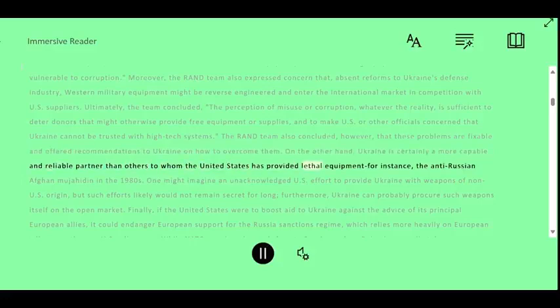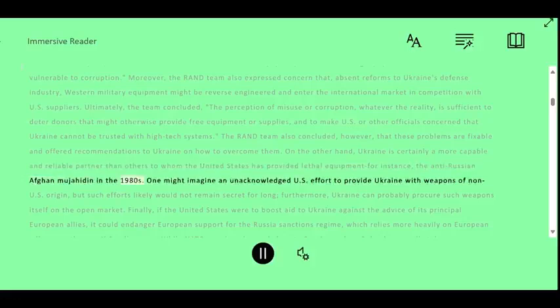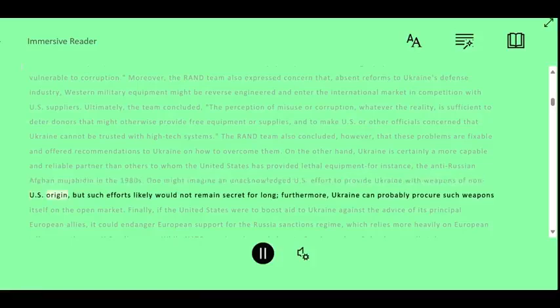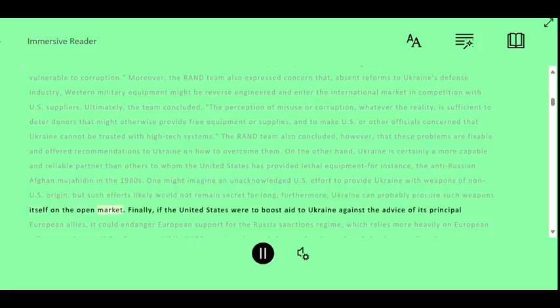On the other hand, Ukraine is certainly a more capable and reliable partner than others to whom the United States has provided lethal equipment, for instance, the anti-Russian Afghan Mujahideen in the 1980s. One might imagine an unacknowledged U.S. effort to provide Ukraine with weapons of non-U.S. origin, but such efforts likely would not remain secret for long. Furthermore, Ukraine can probably procure such weapons itself on the open market.